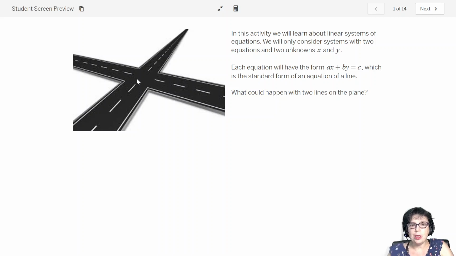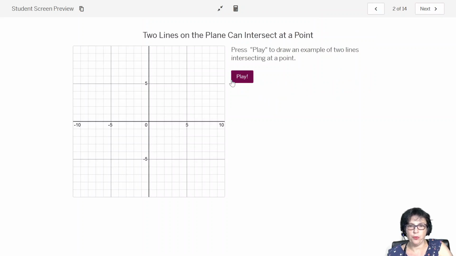But that's actually not the only thing that could happen to two lines on the plane. So let's take a look at the three cases that we need to distinguish. Let's do that graphically first. First, we can think of the two lines if they intersect at a point. That could happen, so let me show you what happens.